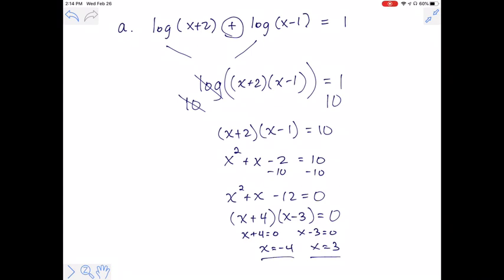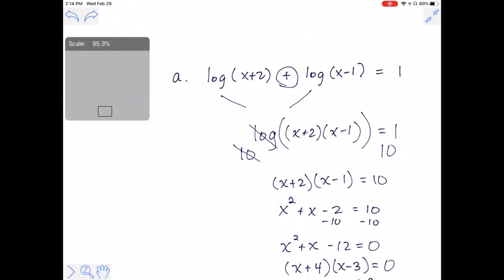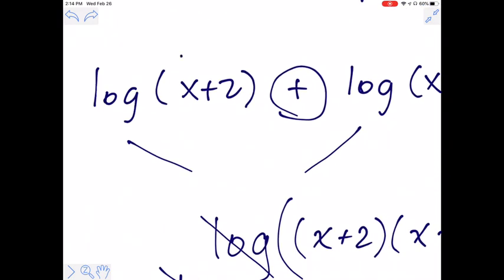For example, if I plug in the negative 4 right here for this x, I get negative 4 plus 2, which is negative 2, so I'd have to evaluate the log of negative 2. That's impossible. You can't evaluate the logarithm of a negative value. So what we conclude from that is negative 4 isn't actually a solution.